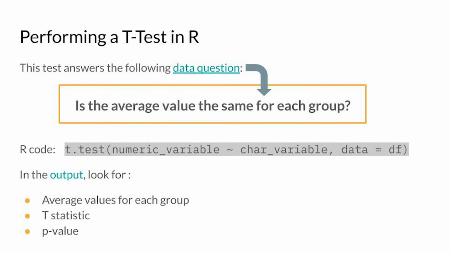As mentioned earlier, the data question that we're trying to answer with the t-test is, are the average values the same in each group? To perform a t-test in R, we need at least 3 arguments. The numeric variable is listed first, followed by the tilde symbol, then the character variable, followed by the name of the dataset. If you try to use a character variable with more than 2 categories, R will return an error. We will discuss how to handle this special case shortly and in more detail later in the week. In the output, we will look for 3 things: the average values for each group, the t-statistic, and the p-value.